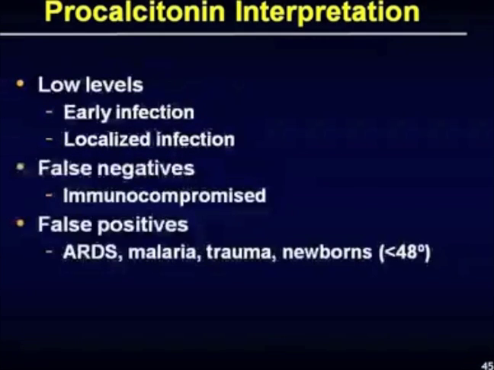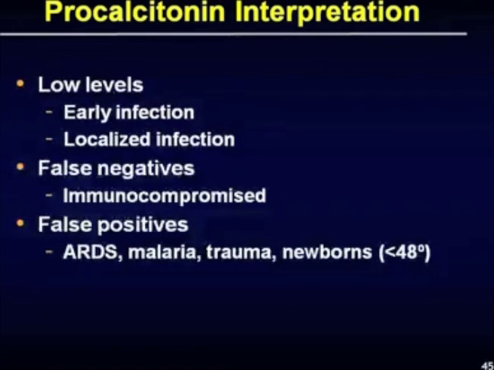Low levels may be seen with patients who have either early presentations after the onset of their bacterial challenge, or in patients who have a very localized and focal infection. False negatives may be seen in immunocompromised patients. However, there is evidence that procalcitonin will rise in that subgroup as well.